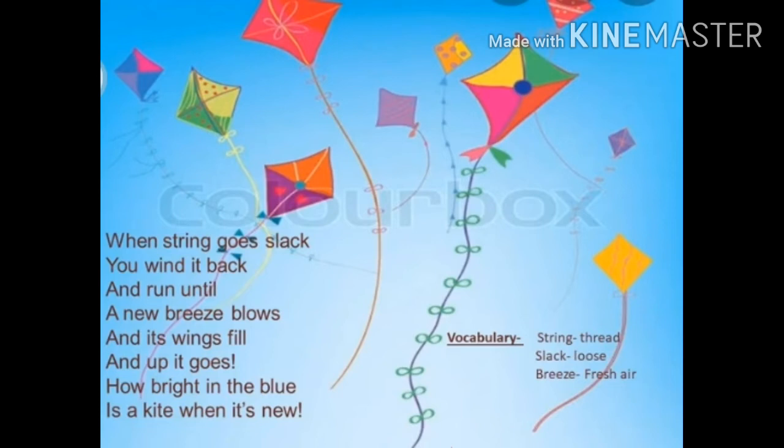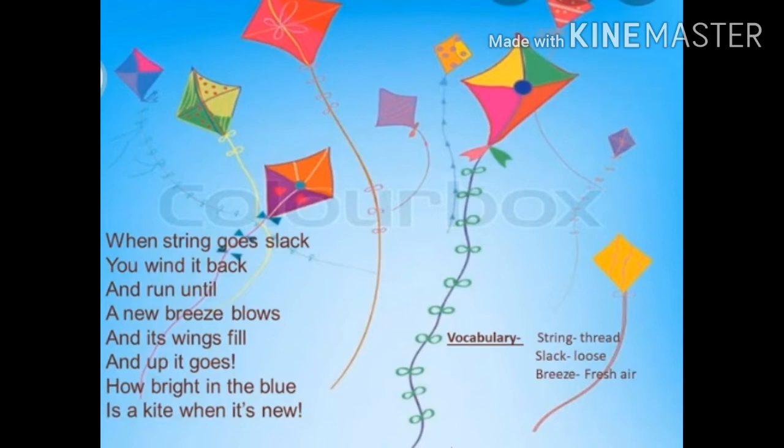जब आपका thread, right, जो जिसे आप kite को fly कर रहे हो, वो thread जब loose हो जाता है तो क्या करते हो आप? You wind it back. आप उसको वापस अपने side लेते हो, right? You wind it back. Okay, and run until a new breeze flows. और कब तक उसको try करते हो? Till the new breeze, that means strong wind, blows, right?